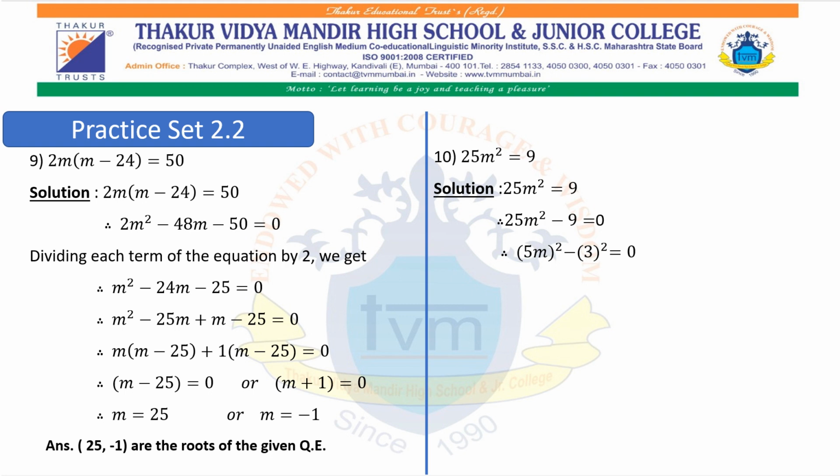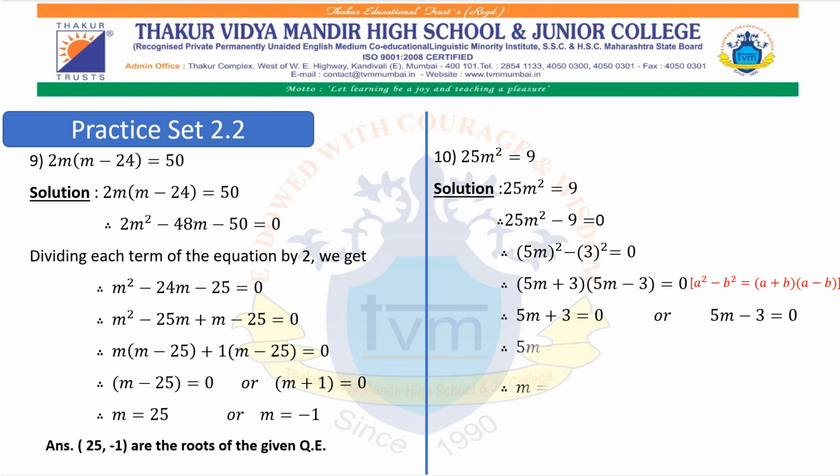Here we can apply the formula of a square minus b square and expand it. So it will be written as (5m plus 3) into (5m minus 3) equals 0. We applied the formula a square minus b square equals (a plus b) into (a minus b). Now we can say either the first bracket or the second bracket is equal to 0, which means 5m plus 3 equals 0 or 5m minus 3 equals 0.